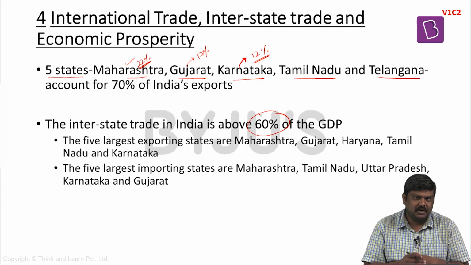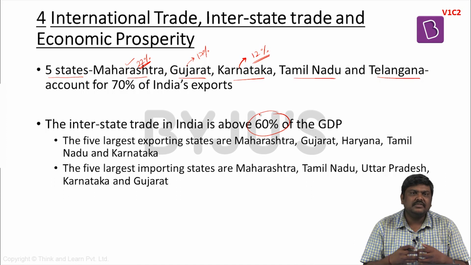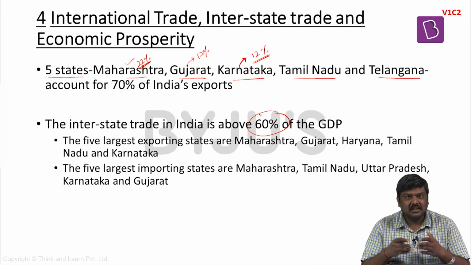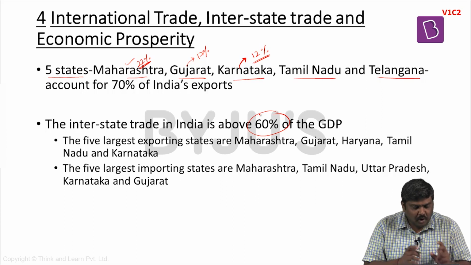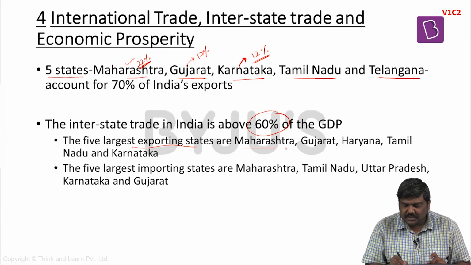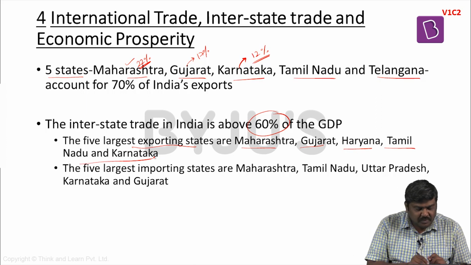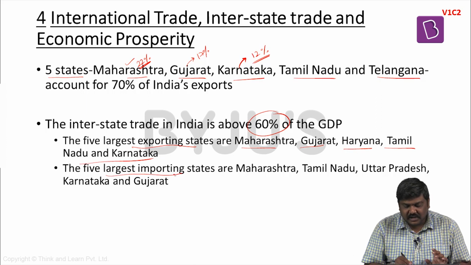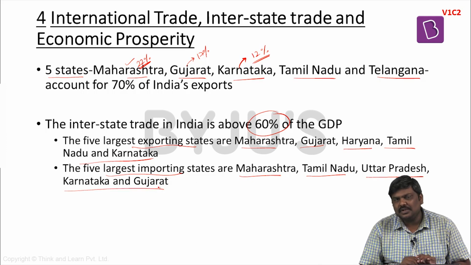And it has come to a conclusion that interstate trade in case of India is to the tune of around 60% of the GDP. Not only this, it has also given information with respect to which are the 5 states which are major exporting states, that is again within India itself, and which are the top 5 importing states. The top 5 largest exporting states within India are Maharashtra, Gujarat, Haryana, Tamil Nadu and Karnataka. And the top 5 largest importing states within India are Maharashtra, Tamil Nadu, Uttar Pradesh, Karnataka and Gujarat.